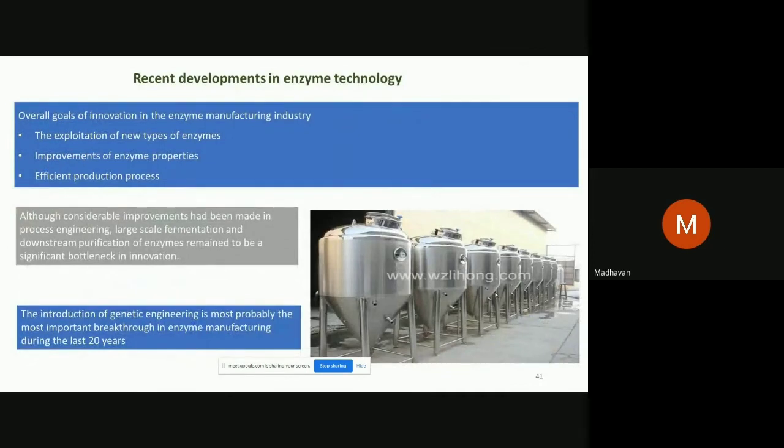So let us discuss a little bit about the recent developments in enzyme technology. The overall goal of innovation in the enzyme manufacturing industry can be classified into three points: exploitation of new types of enzymes, improvement of enzyme properties, and efficient production processes. These three factors are very crucial. You need new types of enzymes. When we need some processes, you need an enzyme that works at 100 degrees, or at pH 3, and this kind of improvement in enzymes is required.